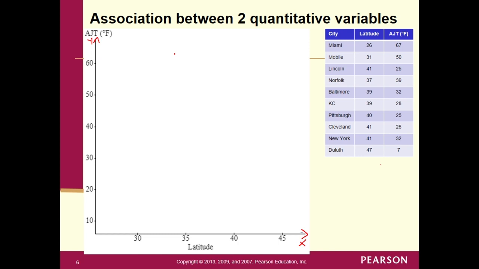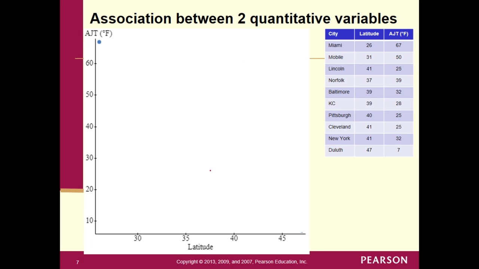Okay, so we start with the first city. We got Miami, and we got latitude 26. Latitude 26 is about here. And then we have average area temperature 67, way up here. So maybe a dot is going to show up about right there. Yep. And then you would just go to the next city.